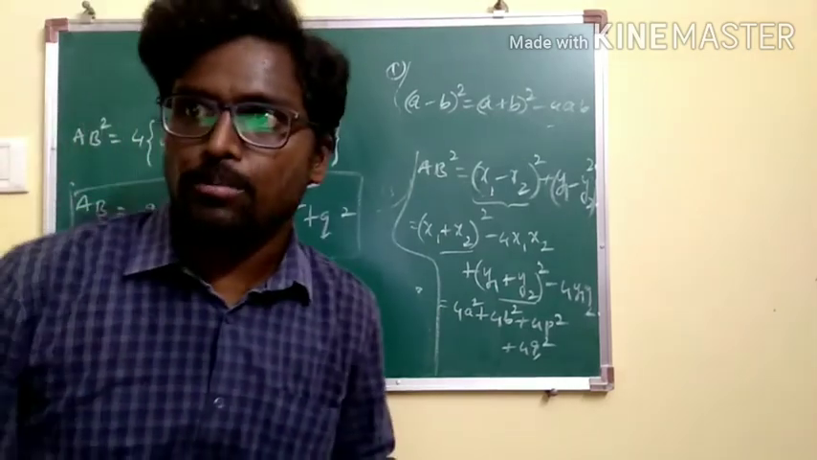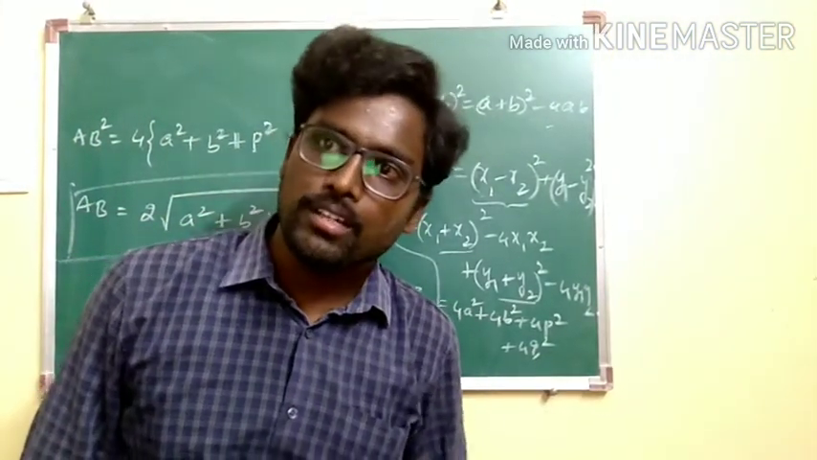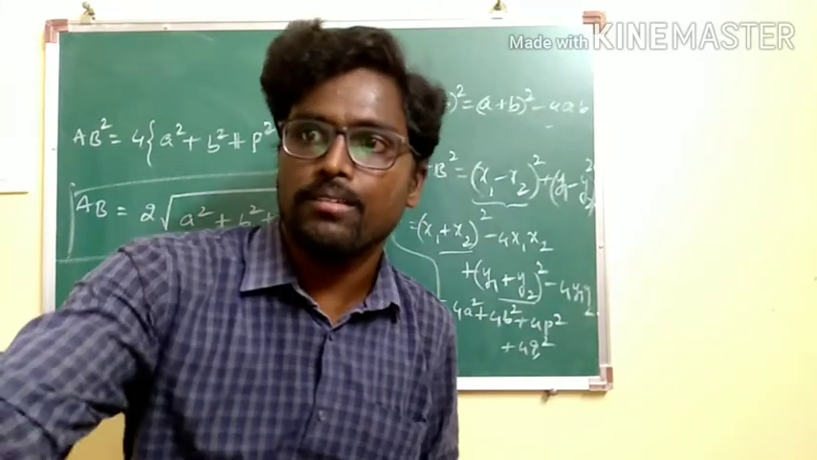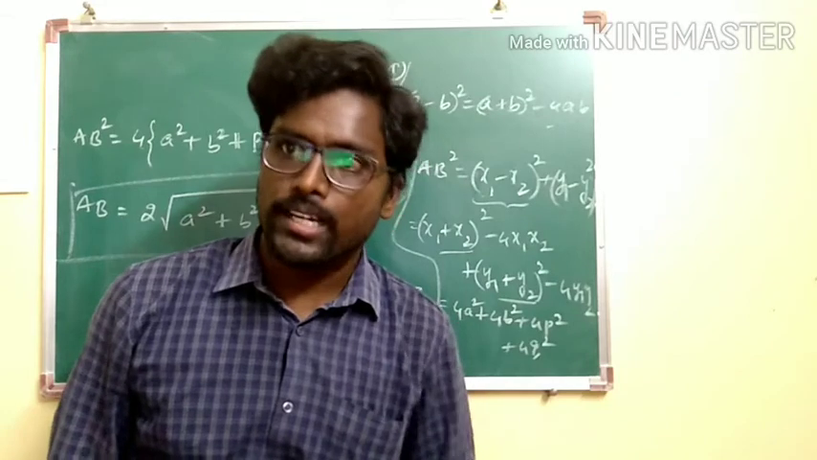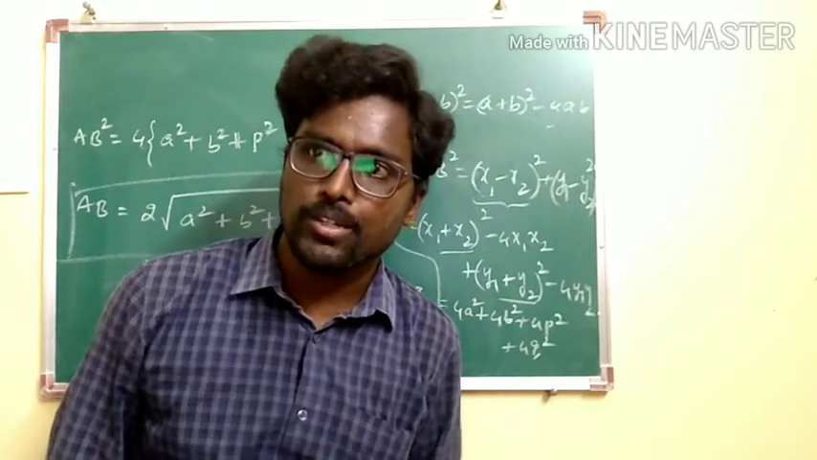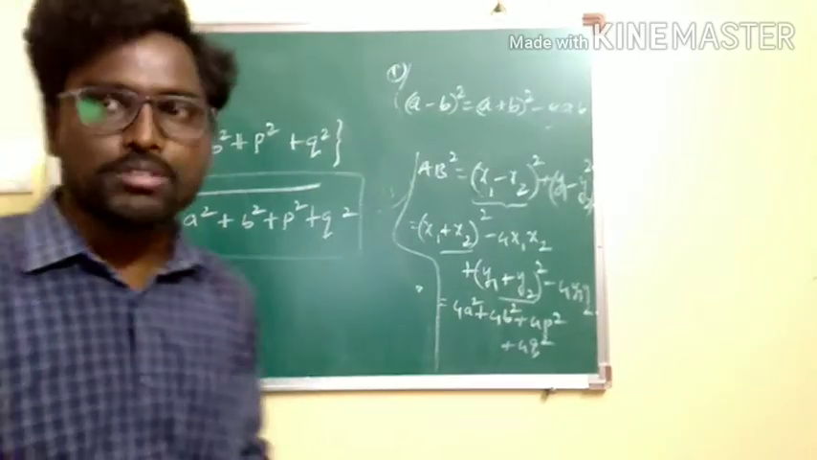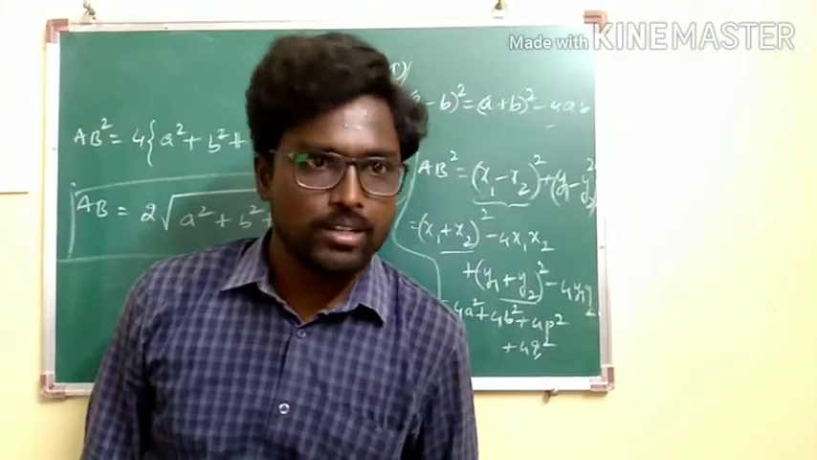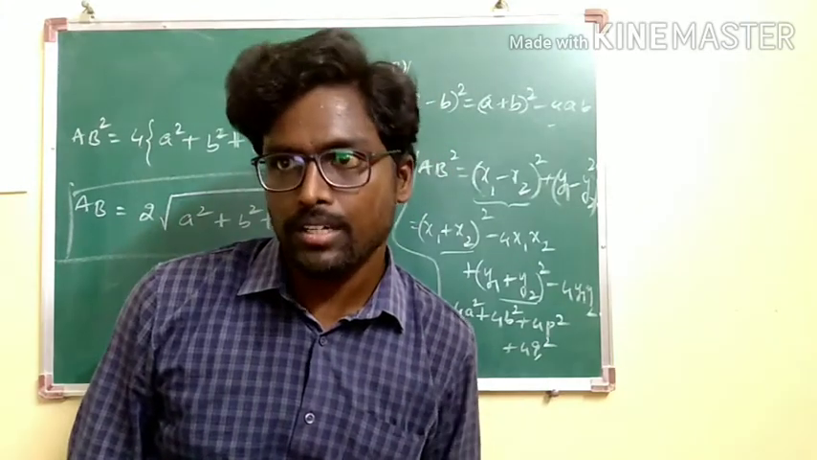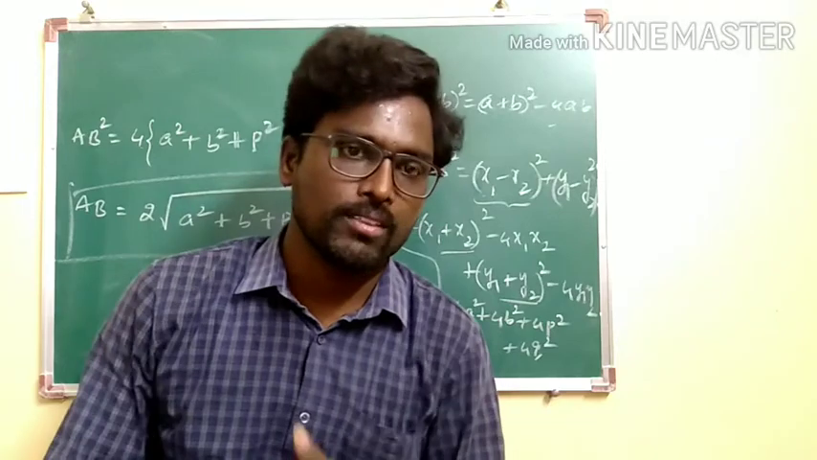Here we are given with the options also. The first option is square root of a square plus b square plus q square plus p square. Second option, 2 times root of a square plus b square plus p square plus q square, which we have got already here. This is the second option. Here we have the third option, root a square plus b square plus p square. We need not even think about it. And the fourth option is root a square plus b square plus q square.